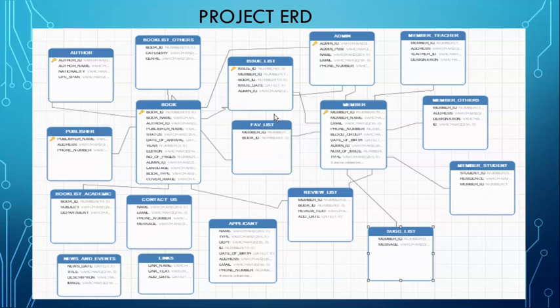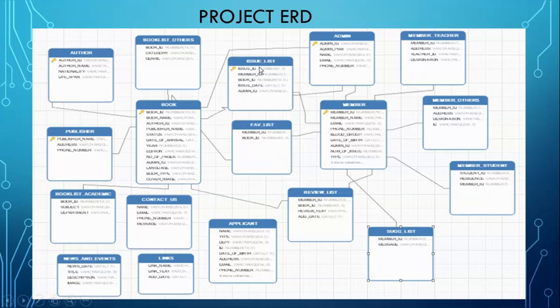From the project ERD, we can see that there are some tables: book and member. The book table has subtables: book list academic and book list others, and it is connected with the author table and publisher table. In the member table, there are some subtables: member teacher, member student, and member others.